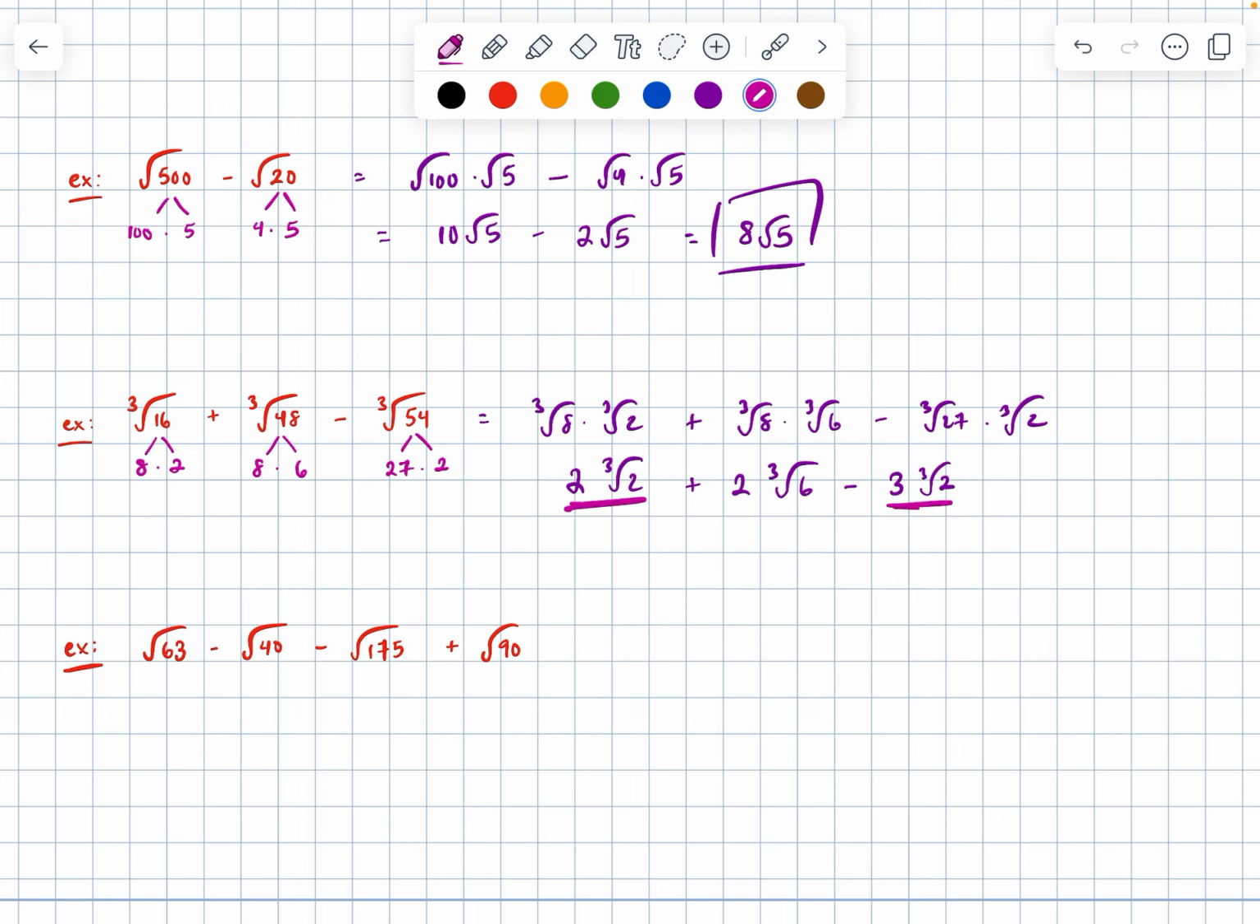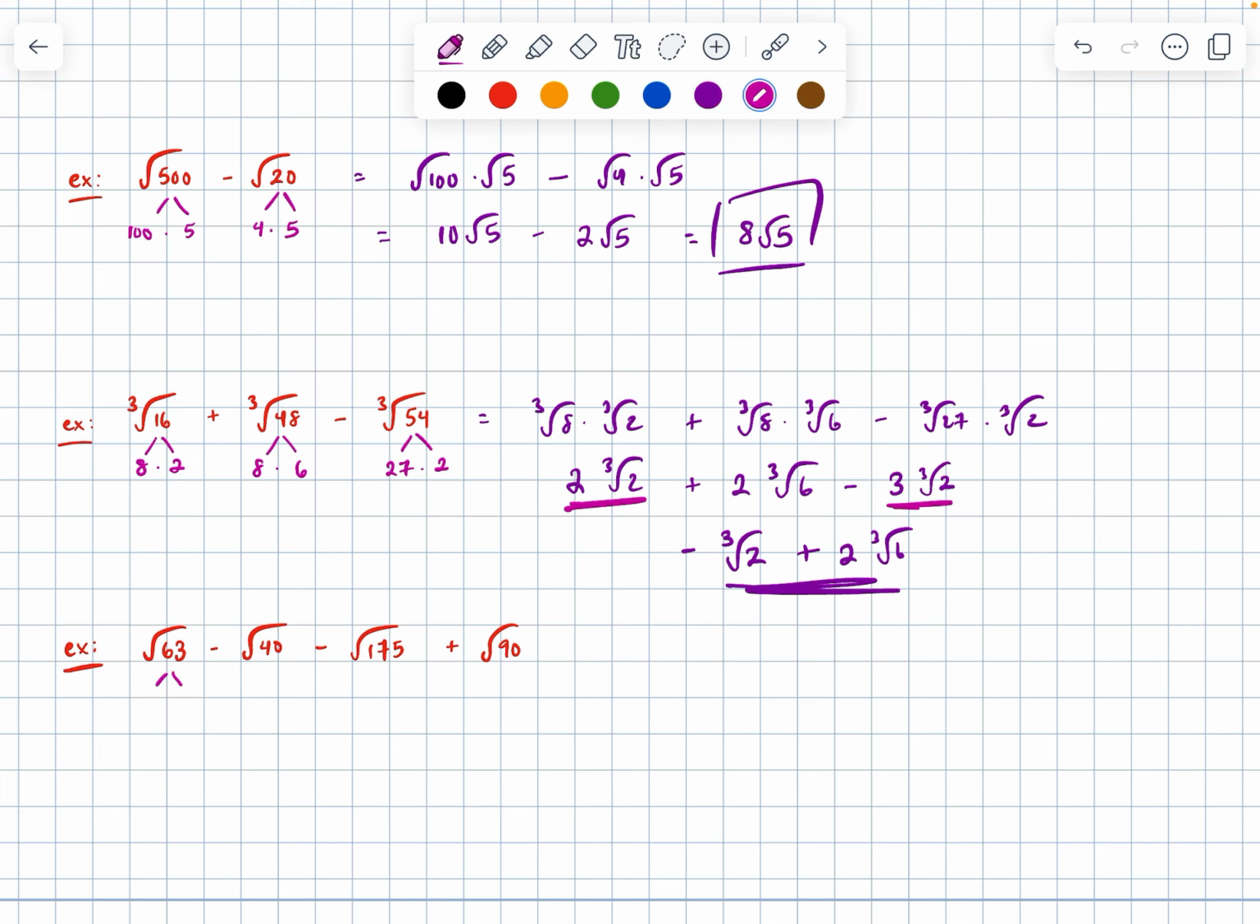Now I'm going to look for any like terms I can combine. Well, I see a cube root of 2 over here, a cube root of 2 over here. I've got 2 of them, and I take 3 of them away. That leaves me with negative invisible 1 cube root of 2 plus 2 times the cube root of 6.